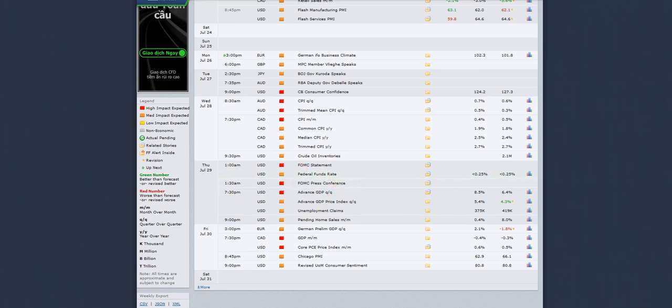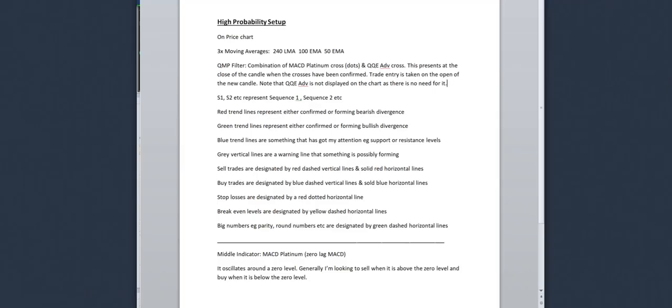Right, moving right along. You'll be looking at my chart shortly. You'll be seeing lots of different colors, lots of different indicators, etc. This worksheet explains what they are basically.